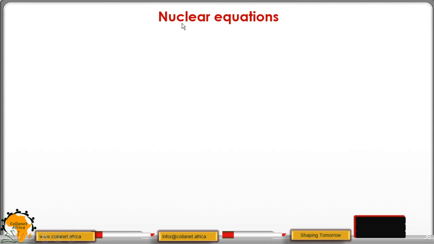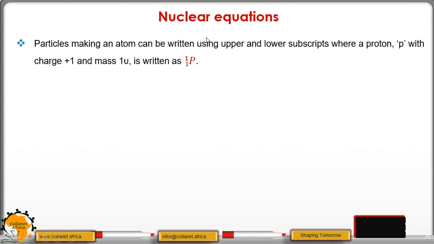In this lesson, we are going to look at nuclear equations. Now we know that an atom is made up of three particles we have seen earlier. We have protons, neutrons, and electrons. Now these particles can be written using upper and lower subscripts.